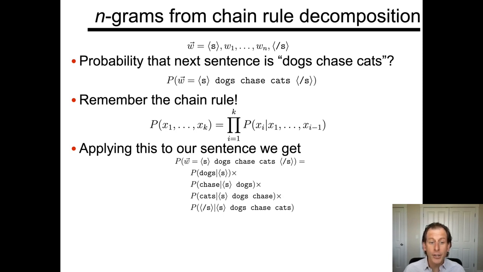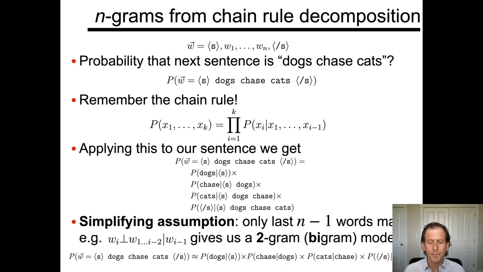As a simple illustration of this, we'll focus on the bigram model. The general case is that for an n-gram model, only the last n-1 words matter. So a bigram model, which is n equals 2, says that the current word that we're generating is conditionally independent from all the words that are 2 words back or more, given the immediately preceding word, i-1. That gives us a bigram model.